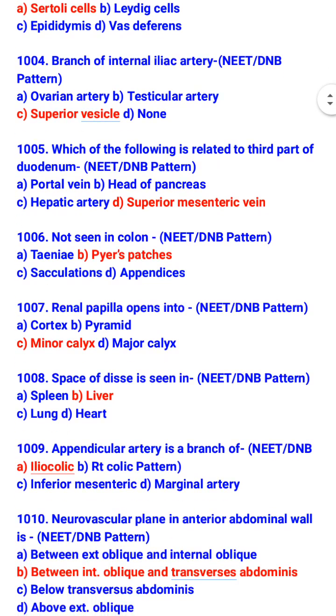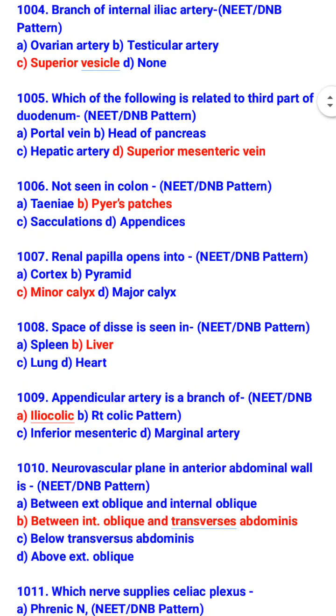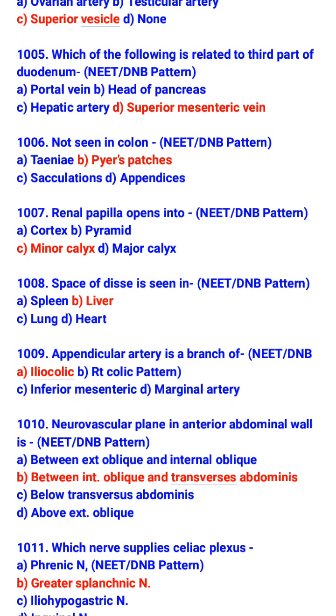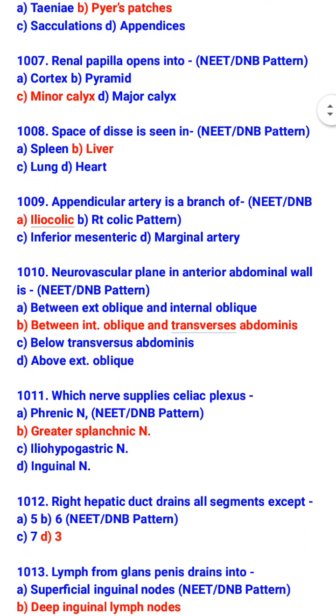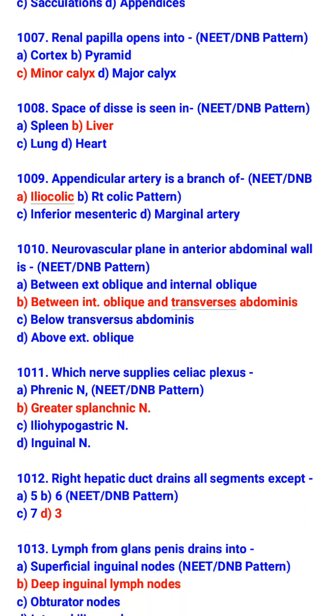Renal papilla opens into minor calyx. Space of Disse is seen in liver. Appendicular artery is a branch of ileocolic. Neurovascular plane in anterior abdominal wall is between internal oblique and transversus abdominis.